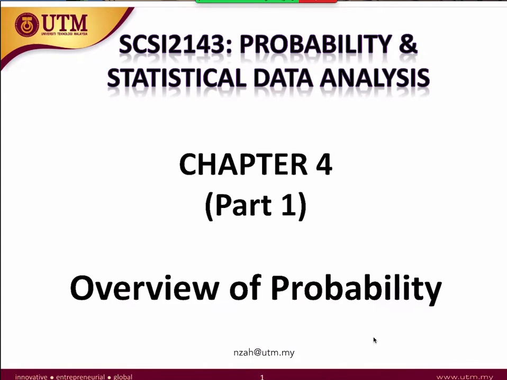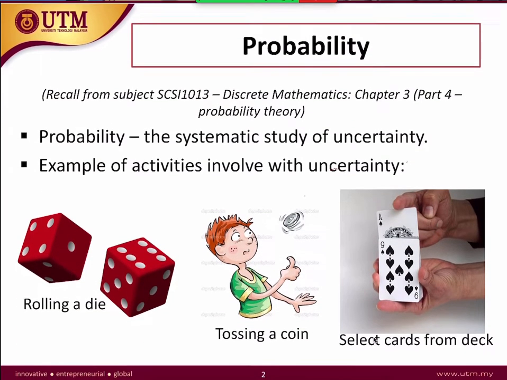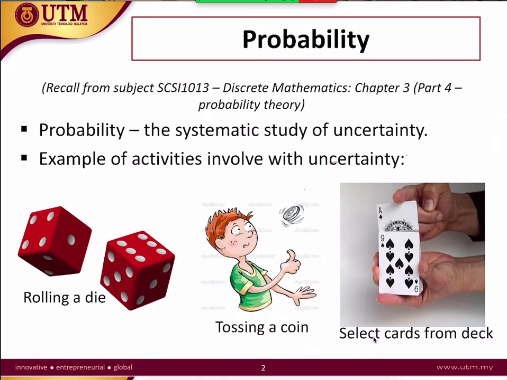Okay, so this video will discuss part 1, that is the overview of probability. So what is probability? If you recall, last semester you were already introduced to chapter 3 part 4, that is the probability theory. Probability is a systematic study of uncertainty, meaning that we want to measure how confident we are in an event when something happens.